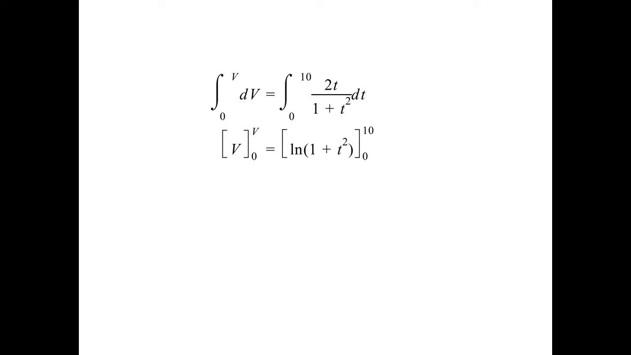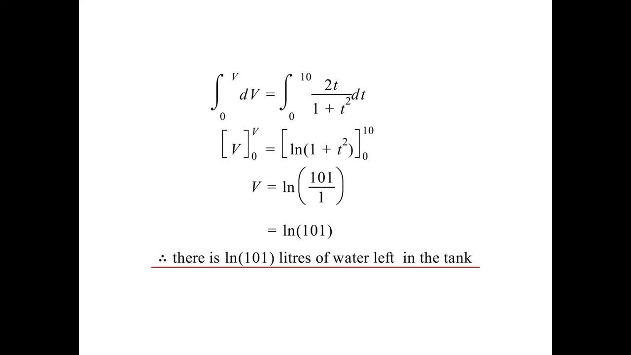Alright, on the right-hand side we have a log function. We've got derivative over function. Oh, there it is now, V. And we get log of 101 over 1. Remember, when you're subbing into logs, you know you're going to get minus the log, so you can put that all into one log function straight away, because it'll be the top minus the bottom. And we get log 101. So we know there is log of 101, whatever that is, litres of water in the tank.